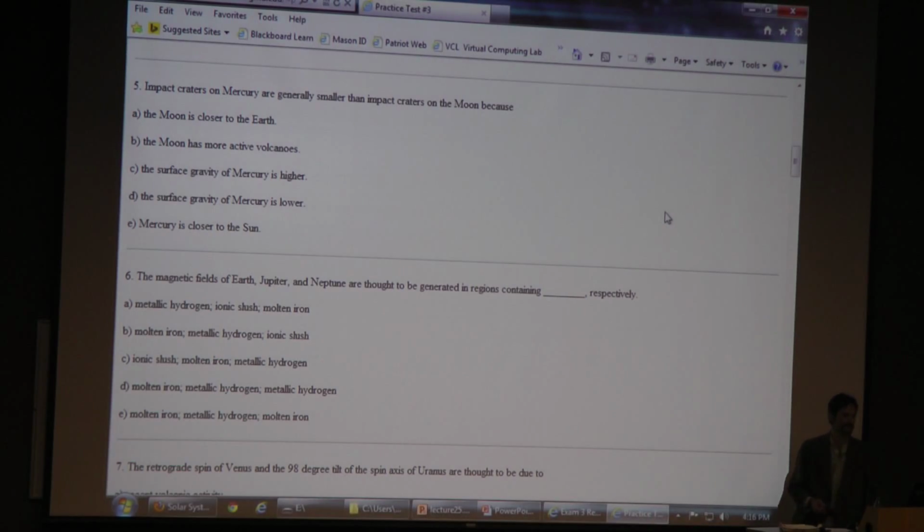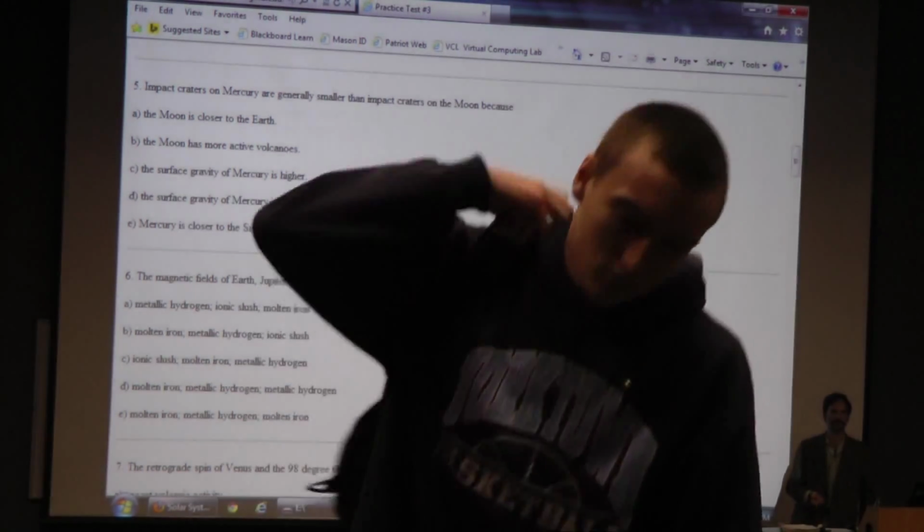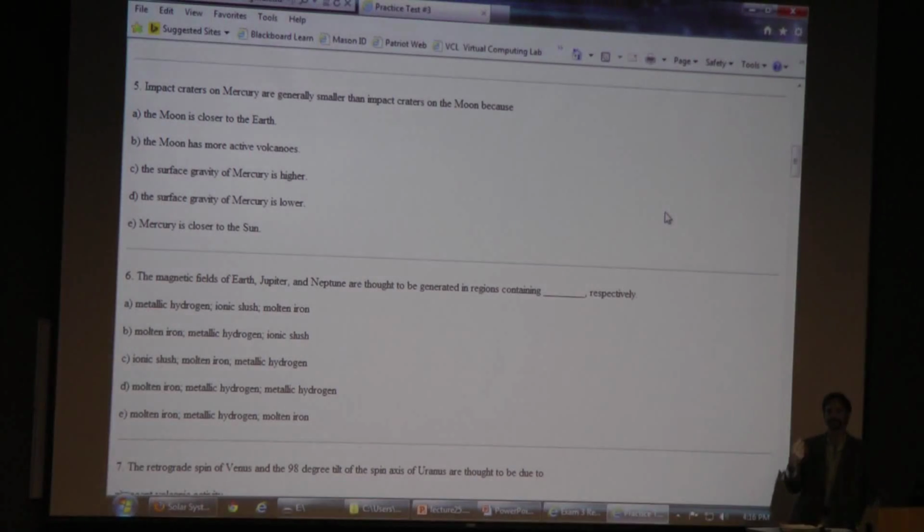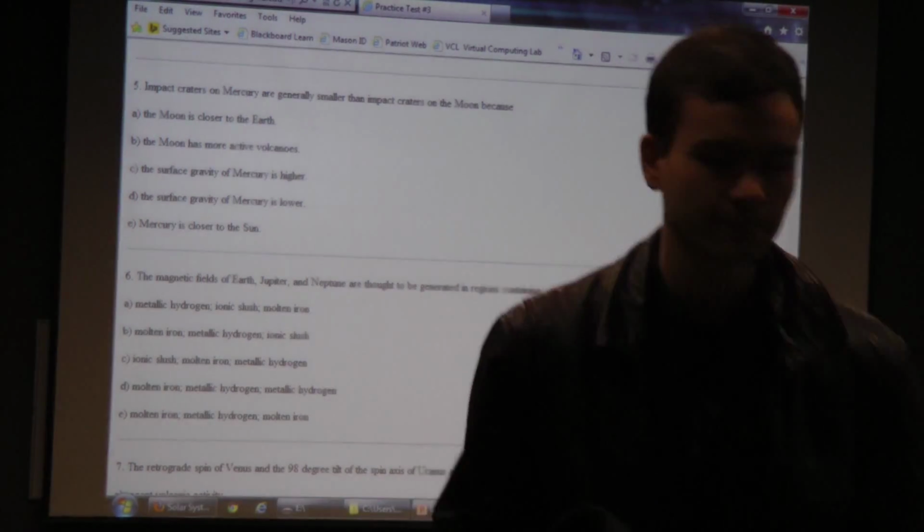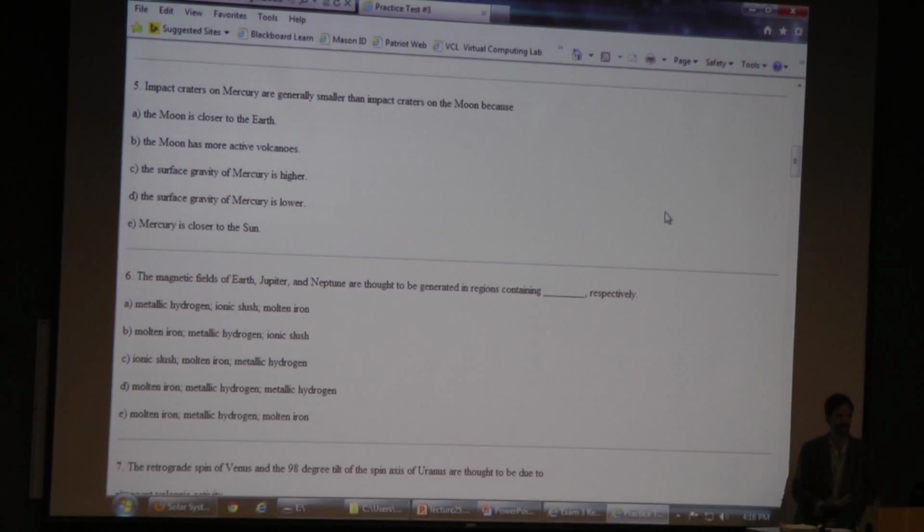Okay, this is an interesting one. Impact craters on Mercury are smaller than craters on the Moon, which is weird because Mercury has a higher gravitational attraction. So you'd think that craters would be larger on Mercury because of the more violent impacts. But it actually turns out that they're smaller on Mercury because the higher surface gravity of Mercury causes the ejecta to not fly out as far, and that effect wins out over the stronger impact. So it would be C.